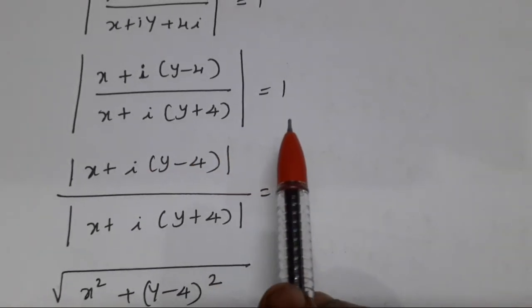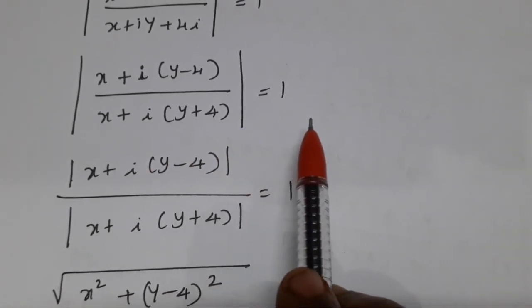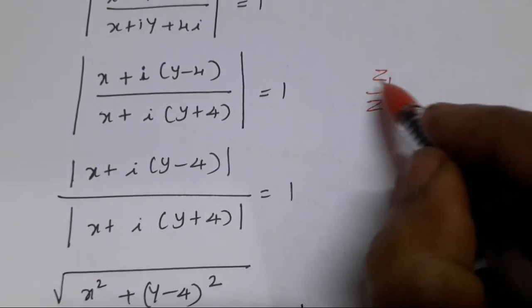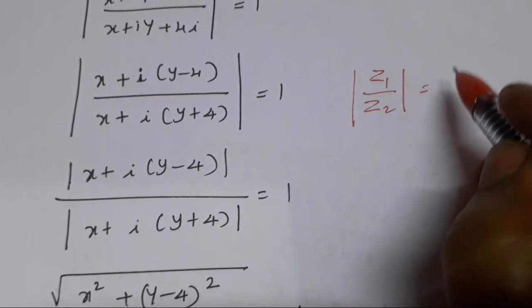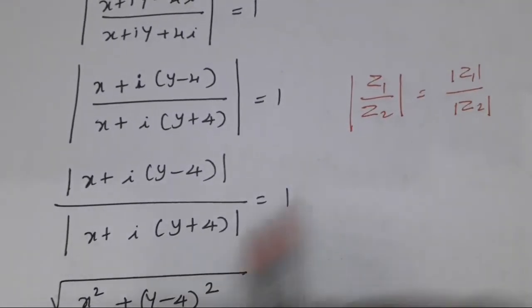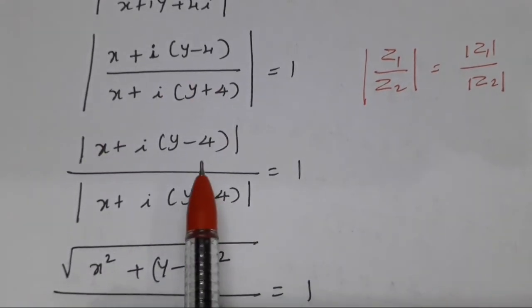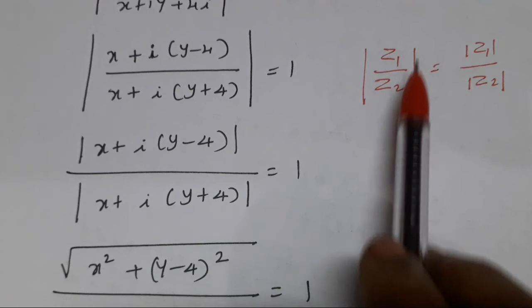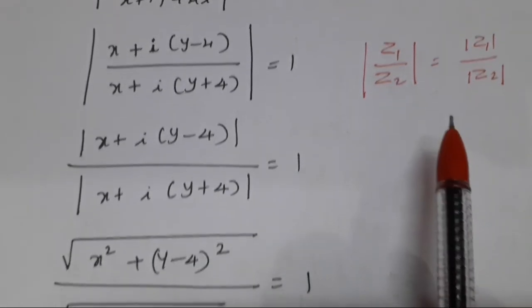Next, take the modulus. We remember the modulus property: |z1/z2| equal to the modulus of z1 by modulus of z2. Using the property, the whole modulus is written as numerator separately and denominator separately. So |z1/z2| equals |z1| by |z2|.